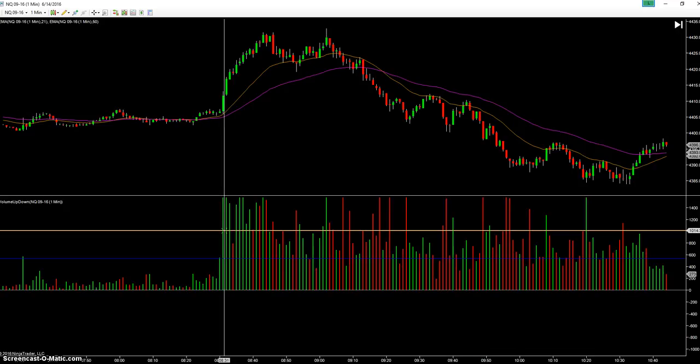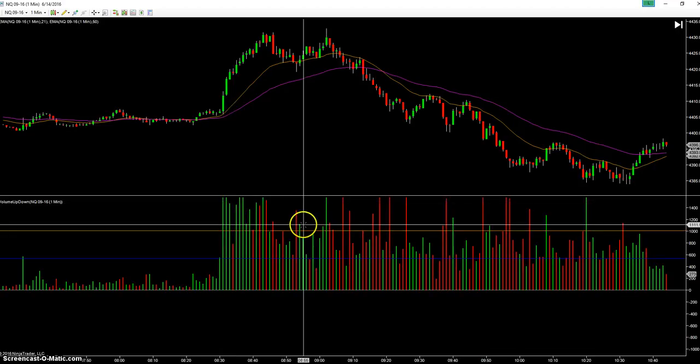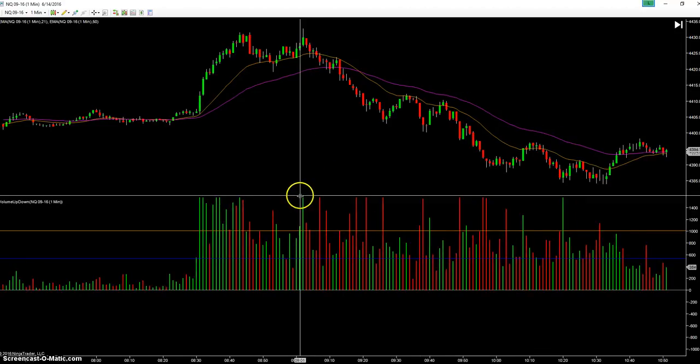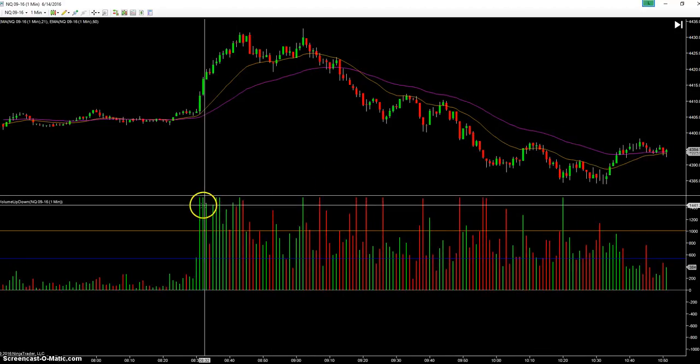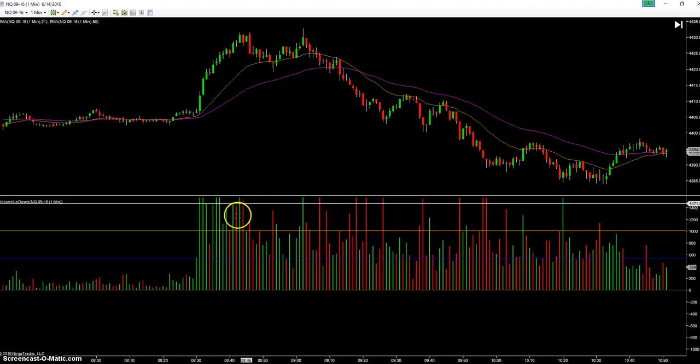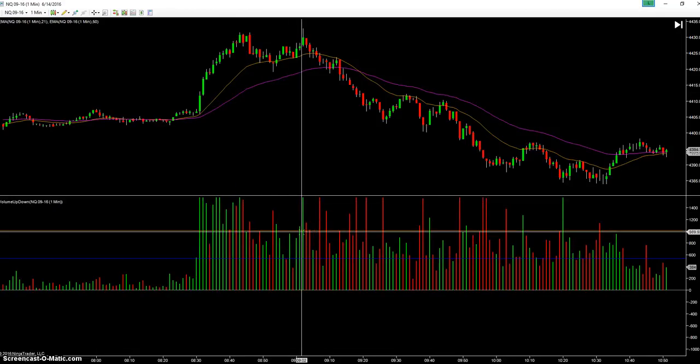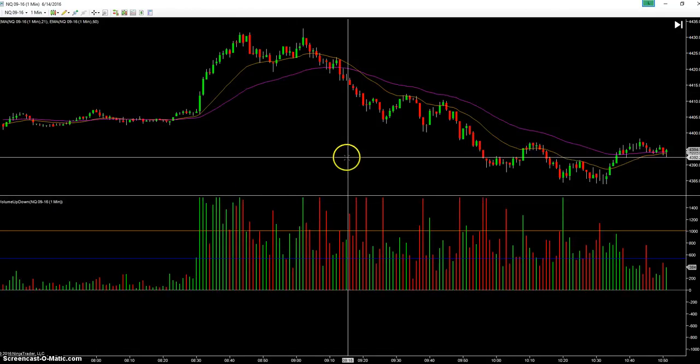I have this orange marker at 1,000. Well, it went well above that. So that should have been a first indicator that we were going to have a consistent day. Well, I shouldn't say that because at open it's always going to be a lot more volume, but I was looking for a decay. Well, it kept consistent above 500 contracts per minute.